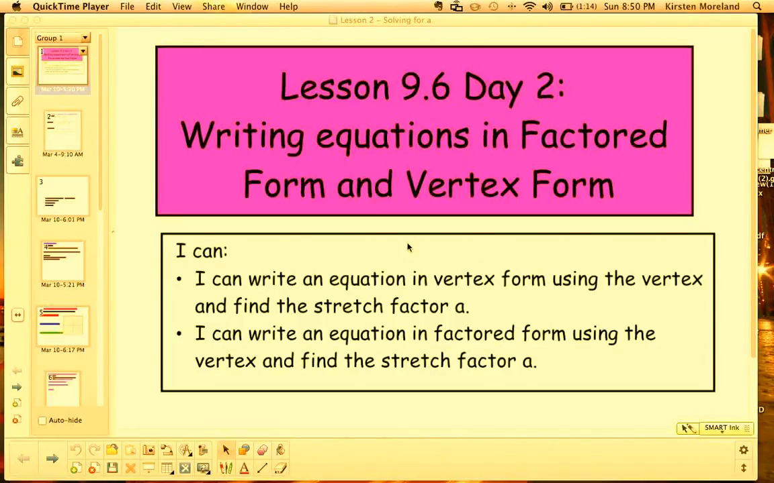All right, welcome to Unit 9, Part 2, Day 2. Today we're going to be focusing on not just factored form like we did yesterday, but also vertex form. And you notice we're going to be able to find the stretch factor today, which is going to involve a little bit of solving, but not too much.